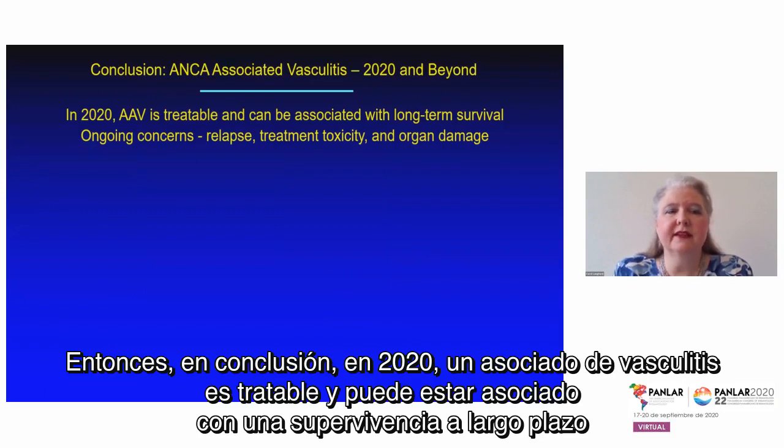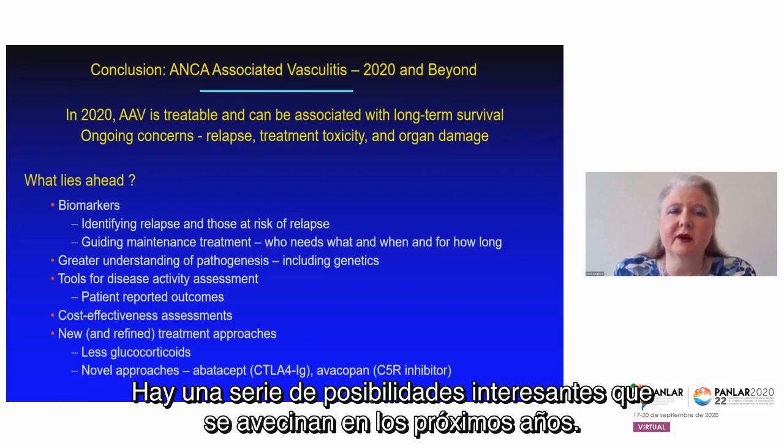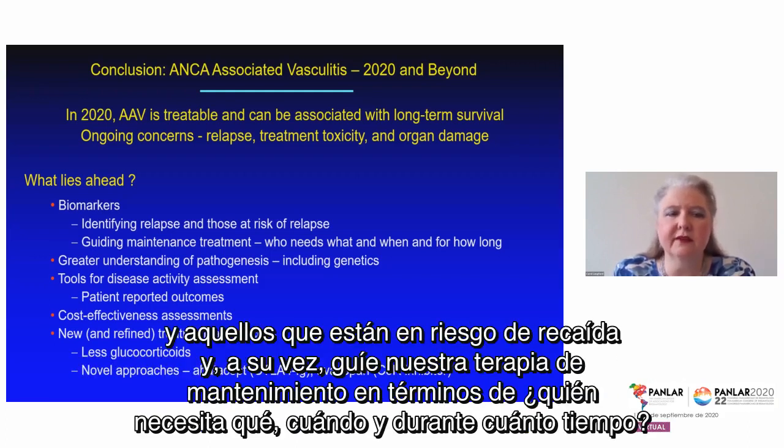So in conclusion, in 2020, ANCA-associated vasculitis is treatable and can be associated with long-term survival. However, ongoing concerns remain in terms of relapse, treatment toxicity, and organ damage. There are a number of exciting possibilities that lie ahead. Over the coming years, we will continue to hear more about the identification of biomarkers, in which we hope this will allow the identification of relapse and those who are at risk of relapse, and in turn guide our maintenance therapeutic decision in terms of who needs what, when, and for how long.